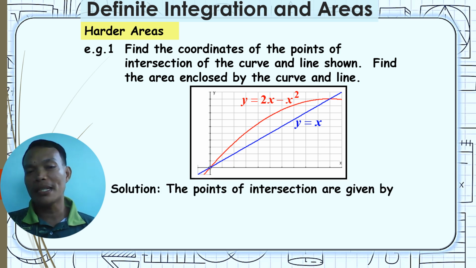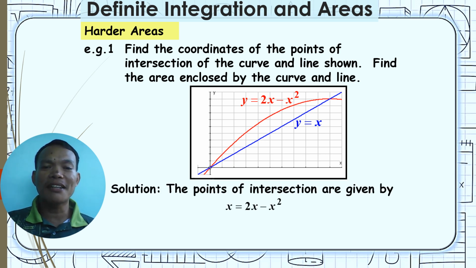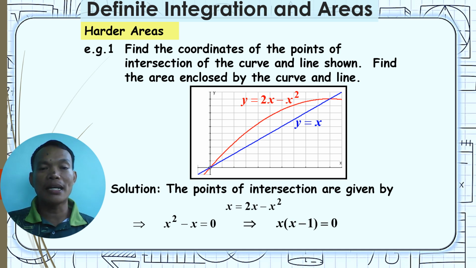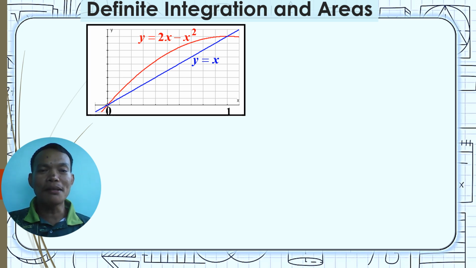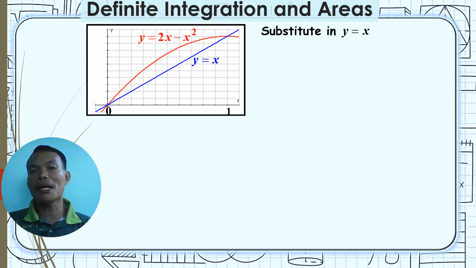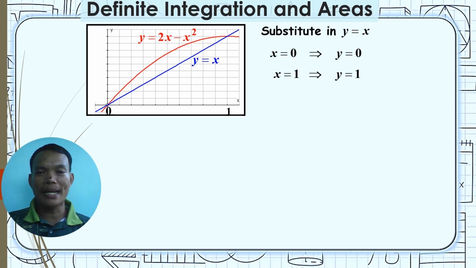So the solution: the points of intersection are given by x equals 2x minus x squared. Thus, x squared minus x equals 0. If we factor it, it gives us x times the quantity x minus 1 equals 0. Thus, x equals 0 or x equals 1. So the limits should be 0 to 1. As we substitute in y equals x, we have x equals 0 and y equals 0, and x equals 1 and y is also equal to 1.